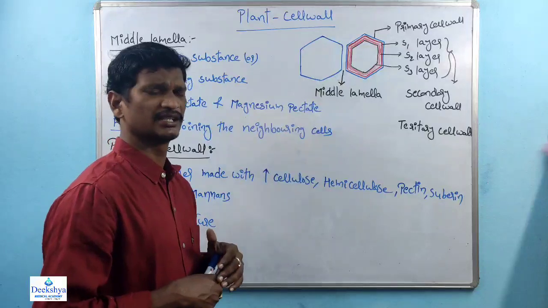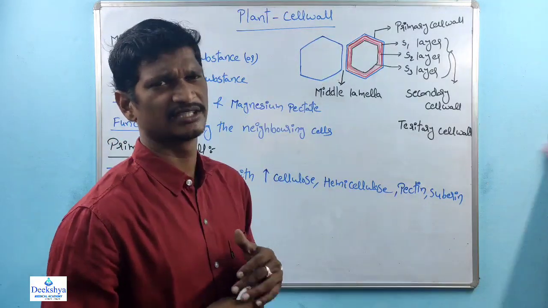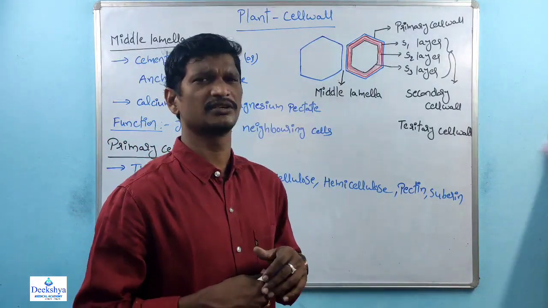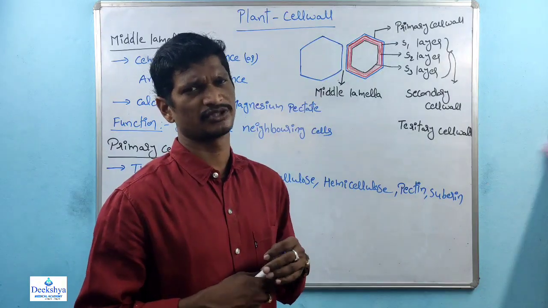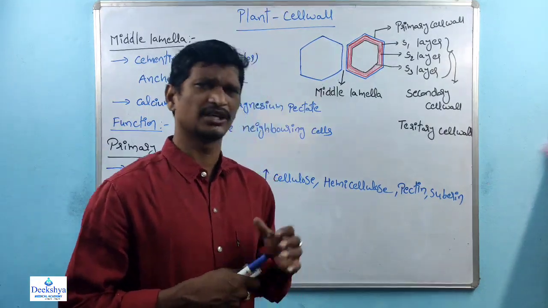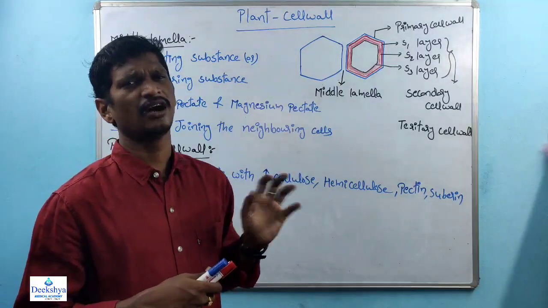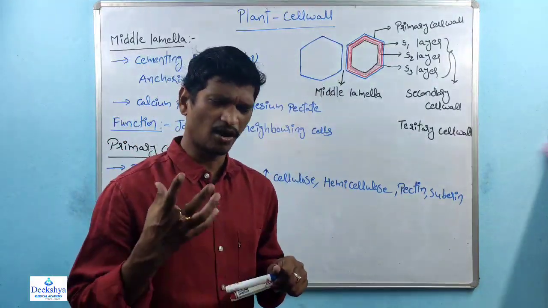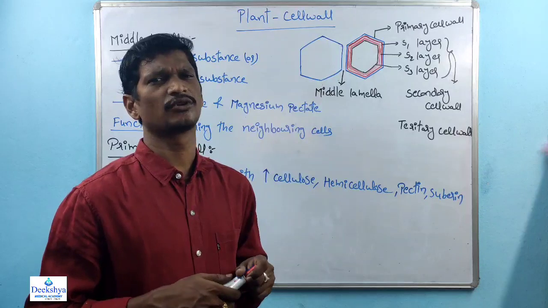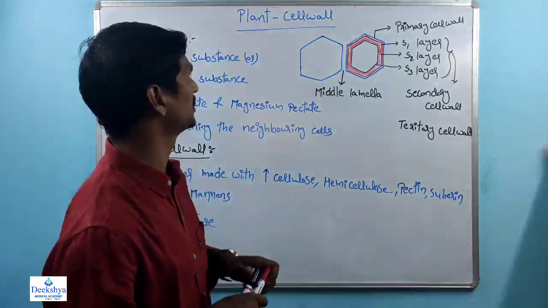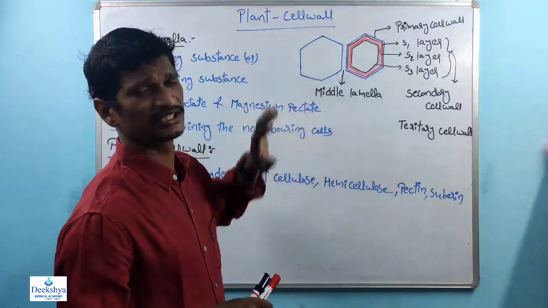See, most of the plant cells have chloroplasts and perform the photosynthesis process, right? They are autotrophs. All plant cells are autotrophs. And coming to the outermost part of the plant cell, that is the cell wall.